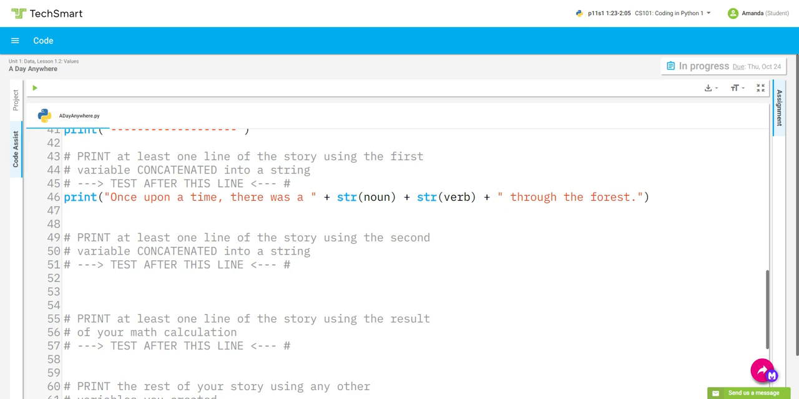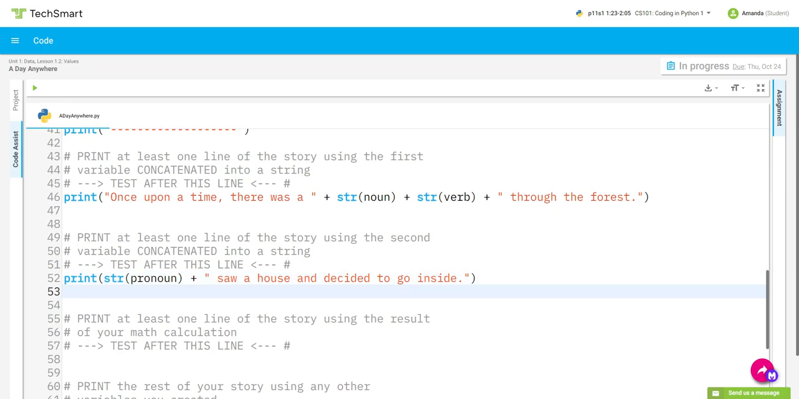Okay, and then I'm going to go print, parenthesis. Actually, I'm going to go print, and I'm going to go str pronoun, parenthesis, plus, because I was going to start it out with he, she, they, whatever. And I'm going to go saw a house and decided to go inside. Period, quotation mark, parenthesis.